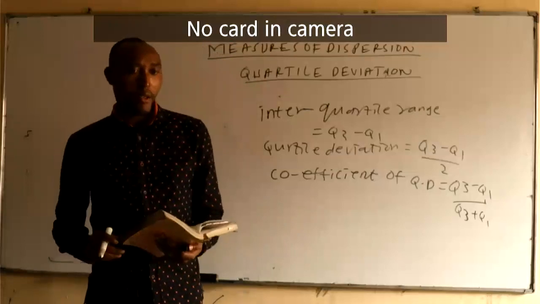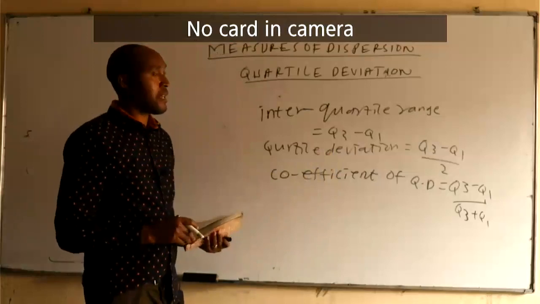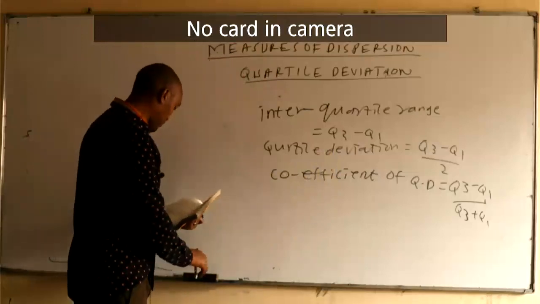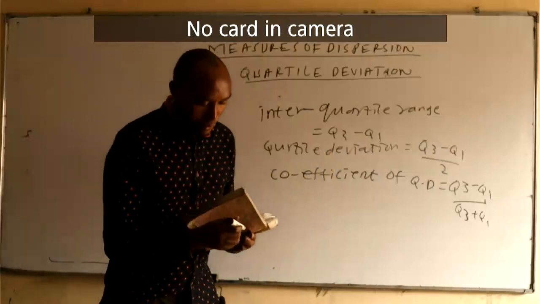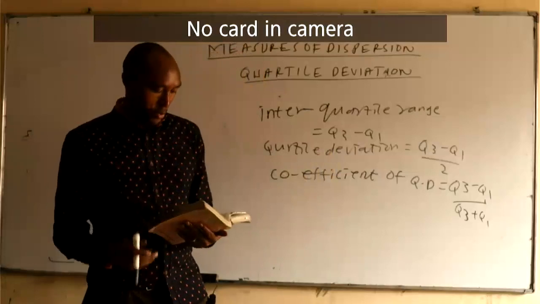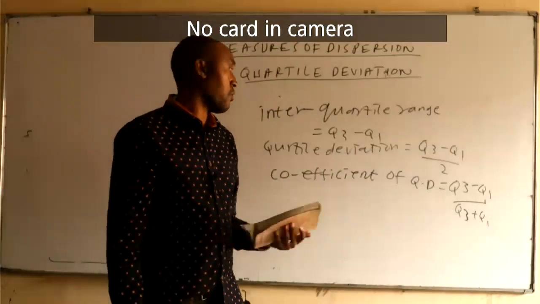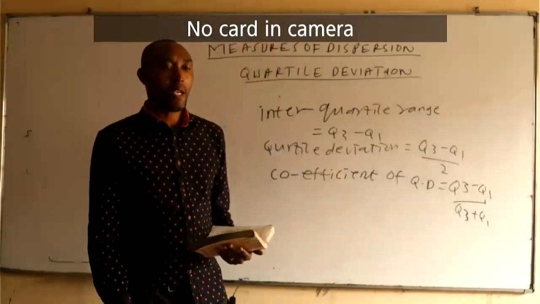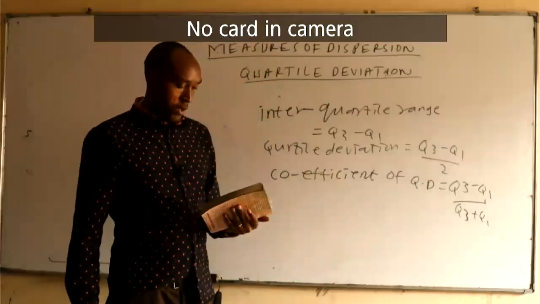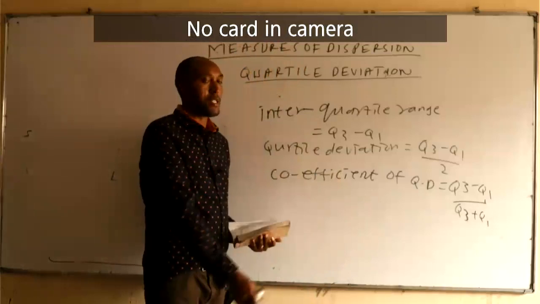The reason we divide by 2 for the quartile deviation is that it is also called the semi-interquartile range. The difference between the quartile deviation and the coefficient of quartile deviation is that the quartile deviation is the absolute measure of dispersion, while the coefficient of quartile deviation is a relative measure.